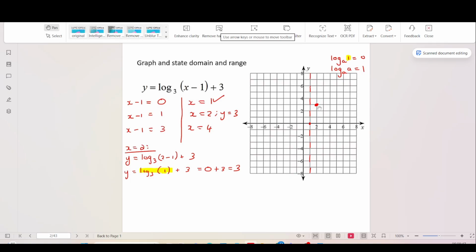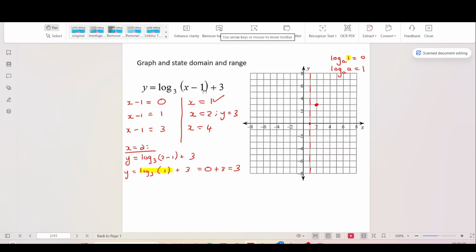So we plot it, and the other value we can get by making the value inside the parenthesis 3. If the base and the value inside the parenthesis are the same, the value of log is 1. So log base 3 of 3 is 1. That's why we will make what is inside the parenthesis equal to 3, because our base is 3. So this will give us x equals 4. If we put x equals 4, we'll get the corresponding value.